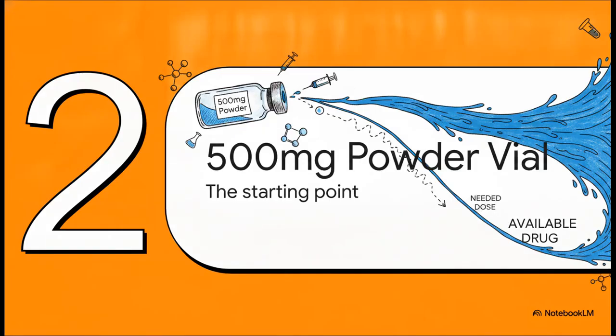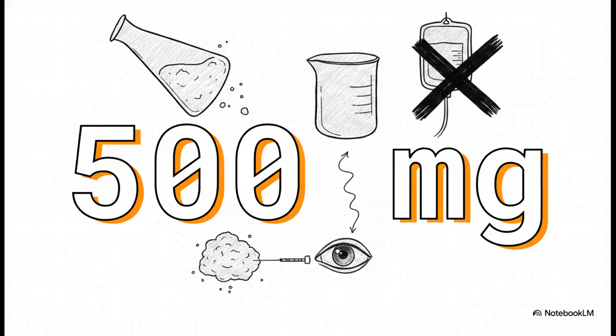Moving to Section 2, the 500 mg powder vial. This is where we look at the massive discrepancy between the drug we have and the drug we actually need. We begin with a whopping 500 mg of vancomycin powder. Now, this is just a standard vial size you'd find stocked in any hospital pharmacy.